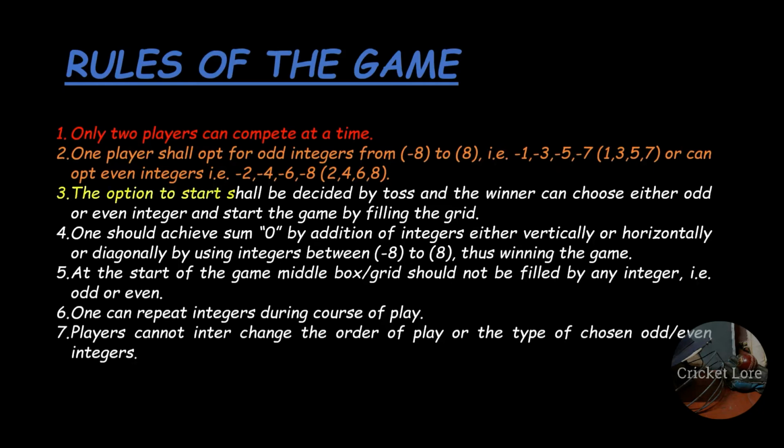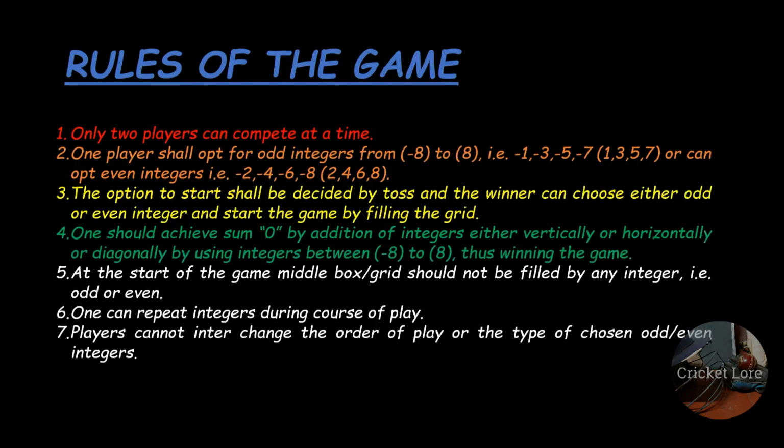The option to start shall be decided by a toss and the winner can choose either odd or even and start the game by filling the grids. One should achieve the sum of 0 either vertically, horizontally or diagonally by using the integers between -8 to 8, thus winning the game. At the start of the game, the middle box grid should not be filled by any integer, that is odd or even.